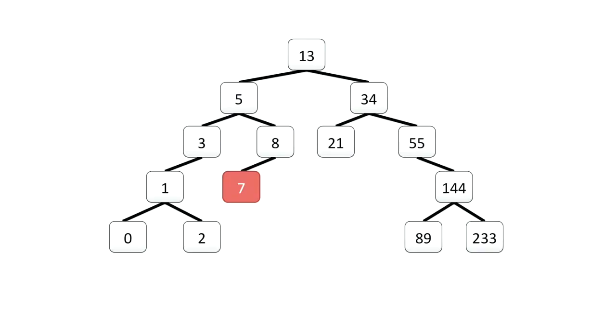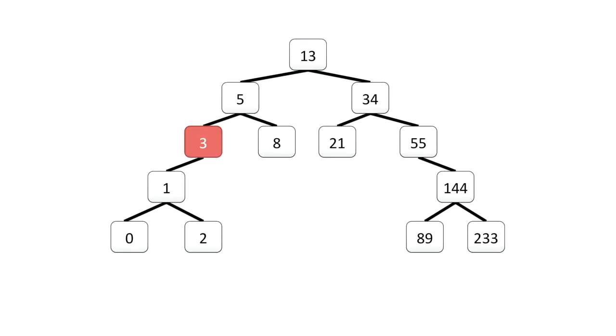First, the easiest case is if the element is a leaf node. In this case, we simply delete it and go on with our business. Say we want to delete the 7 that we just added. Well, we simply find it, remove it, and that's it. The next case is if the node has only one child.